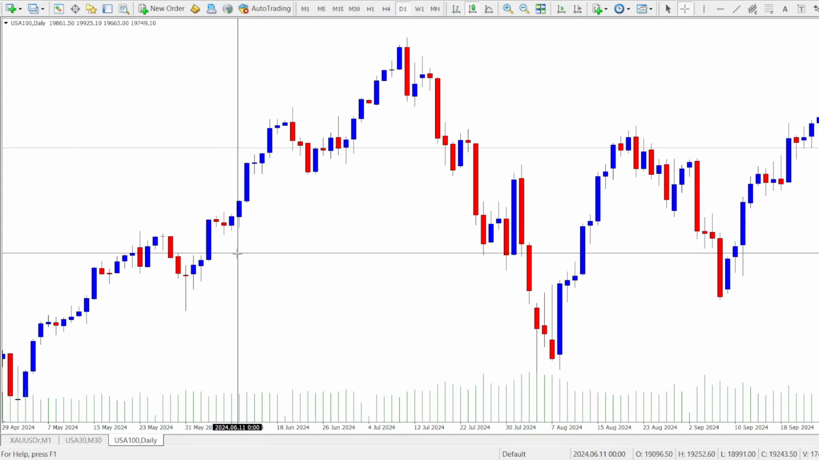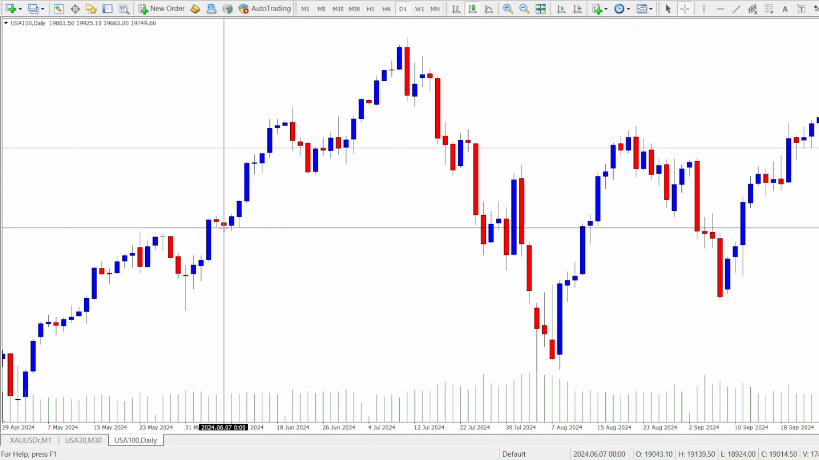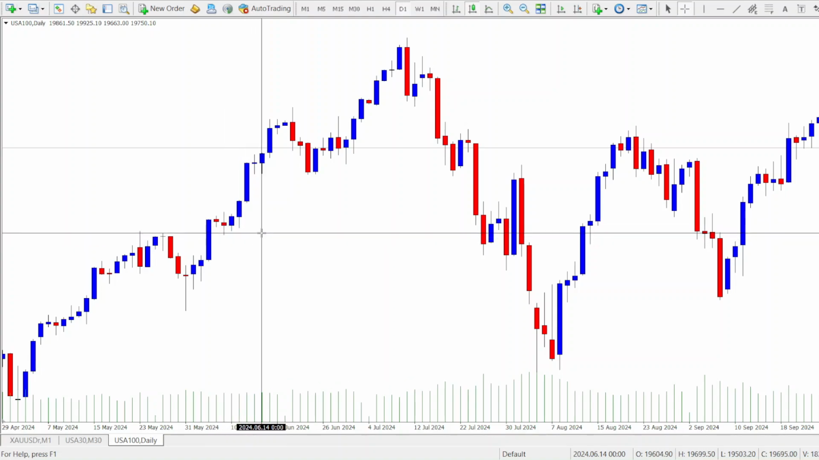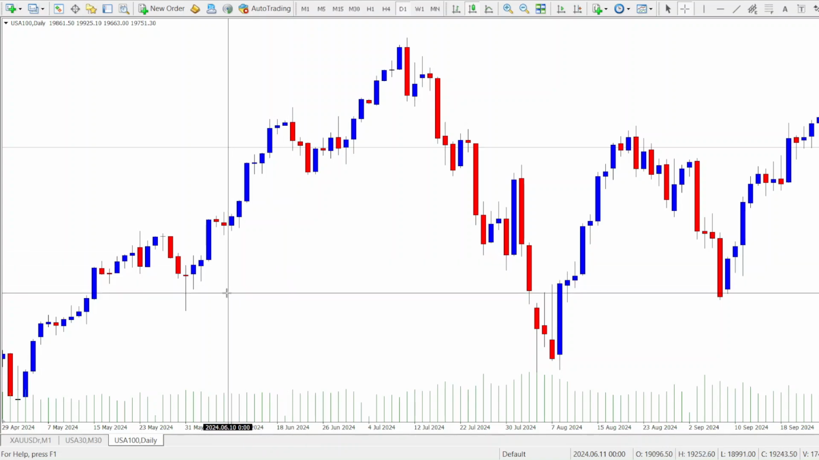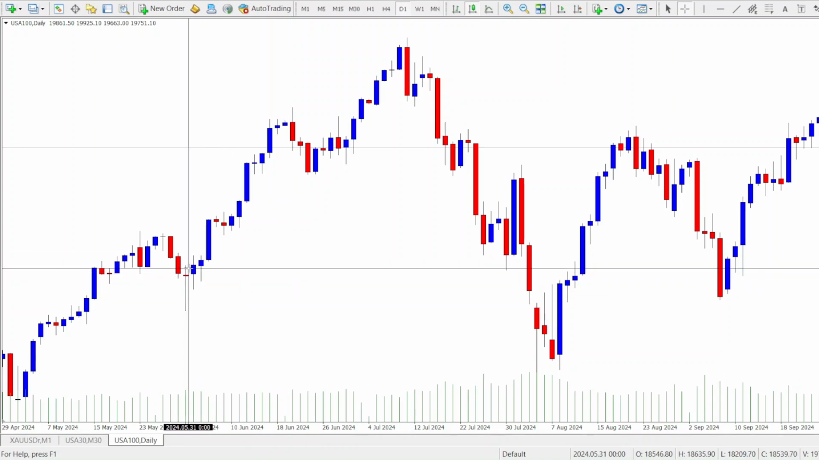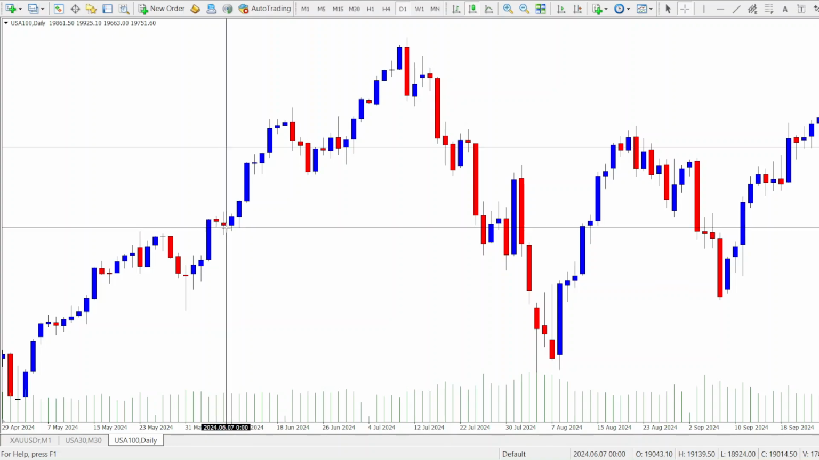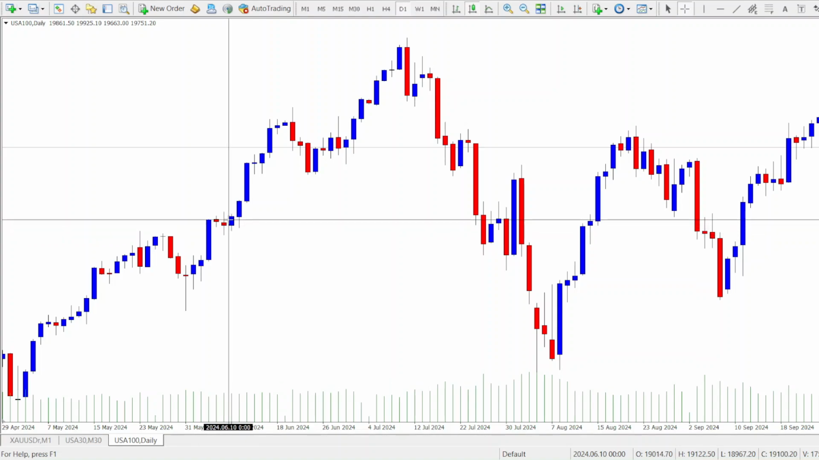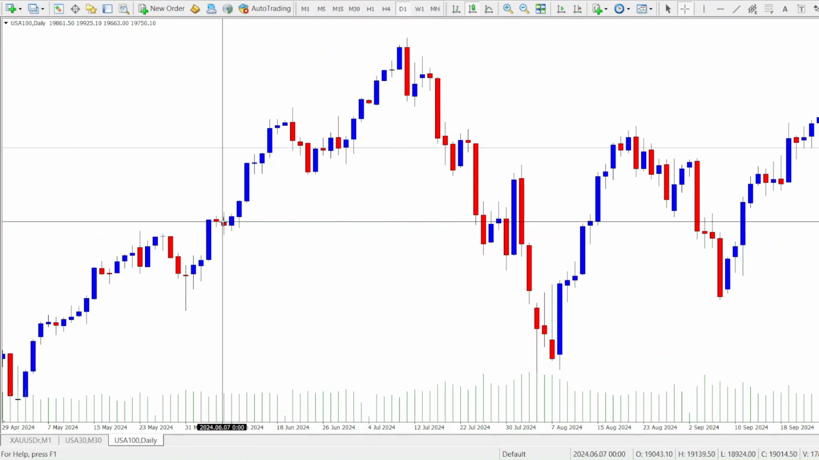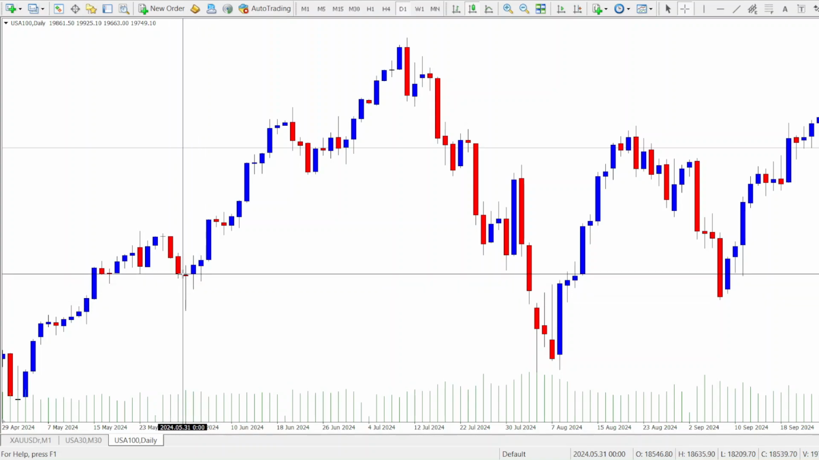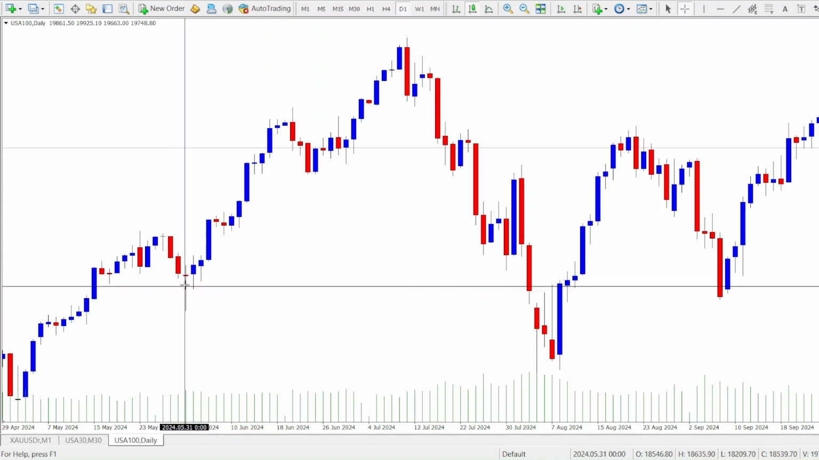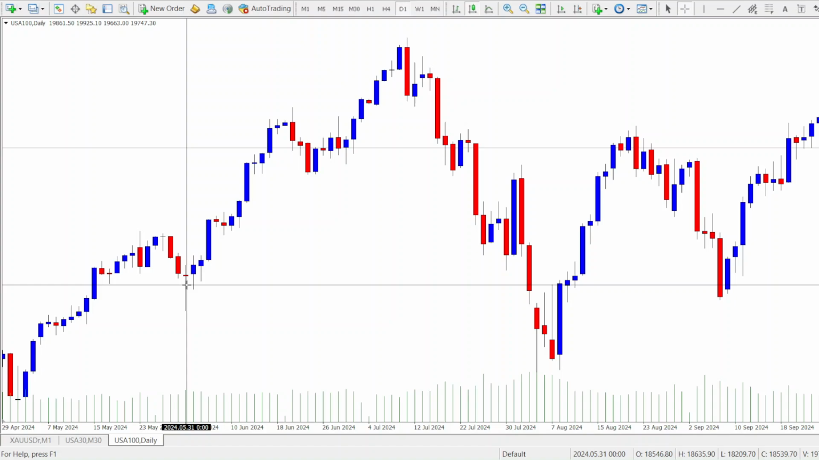And then we have the long-legged doji. The long-legged doji is the one that has long legs or long wicks. So this is a long-legged doji. We can see that this doji here and this doji here, the wicks aren't too long compared to the size of the body. But this doji here has a very long wick. So this is a long-legged doji.